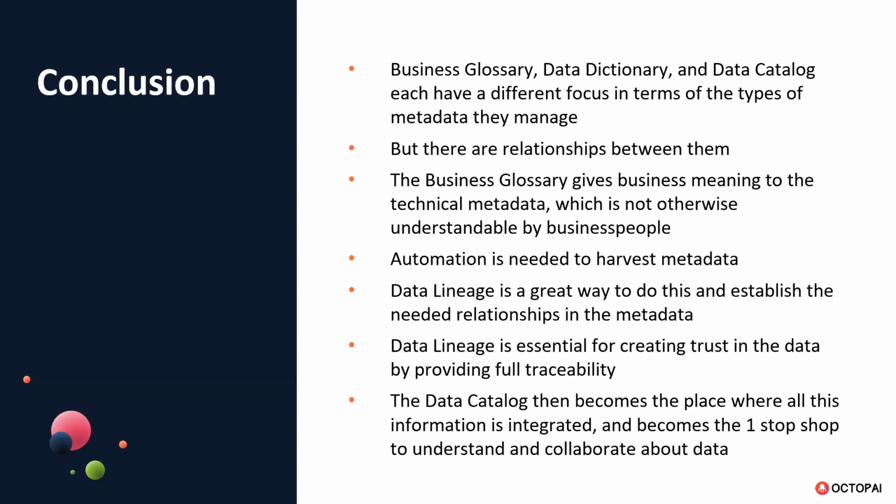And it also helps us to create trust in the data because of this full traceability. I know people will talk about data quality as being important for trust, but traceability is too. So the data catalog then becomes the place where all this information is integrated, and it's kind of the one-stop shop to understand and collaborate about data. So that's a very brief overview of this very complex topic. Hope that helped. And with that, I'll send it over to Amichai.